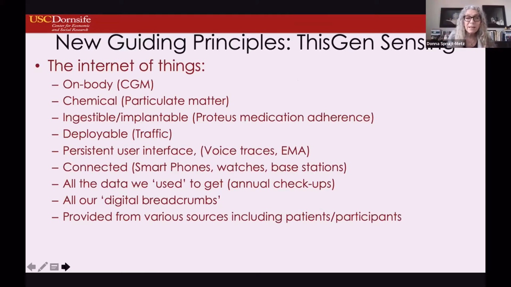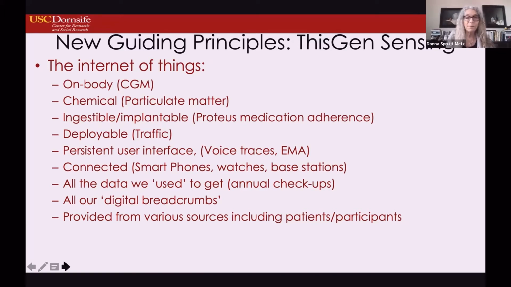We've got the Internet of Things, which gives us sensors on the body, for instance, the continuous glucose monitor, chemical sensors, particulate matter. Right now, we're putting sensors on a panel that they wear that senses particulate matter wherever they go. The ingestible, implantable sensors like the Proteus pill. Deployable sensors that can be put on various street corners that could tell us about traffic without us having to carry the sensor around. All of these new sensors have this persistent user interface.